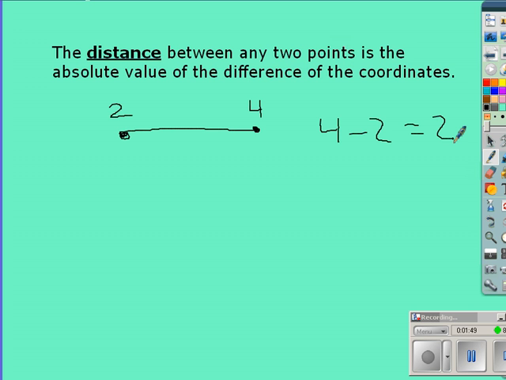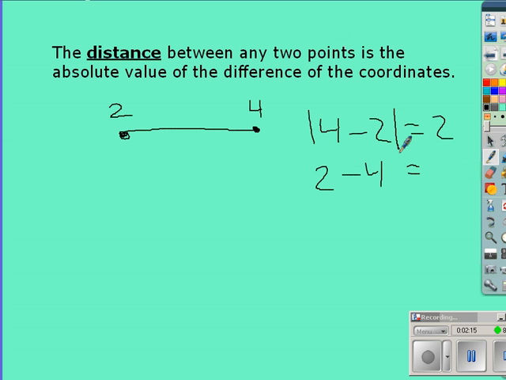Now I can also subtract the other direction. I can go 2 minus 4. The only problem here is when I do 2 minus 4, I get negative 2. You can never, ever have a negative distance. No matter what direction you're facing, you will always travel a positive distance. So the way we work with this is we find what's called the absolute value of these statements.